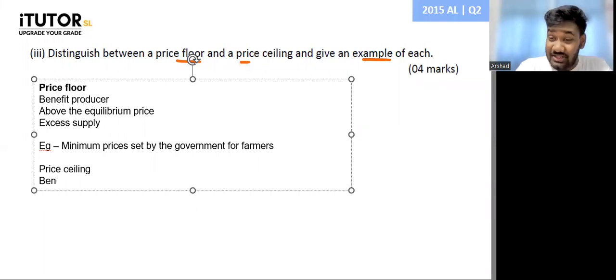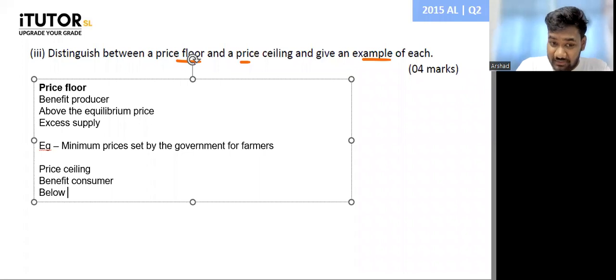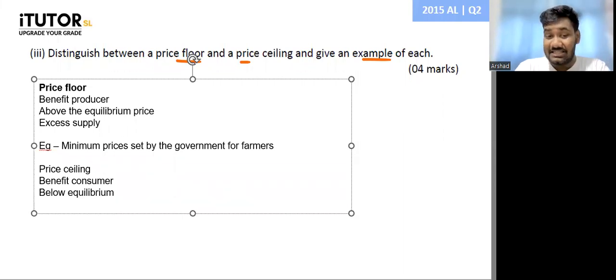Now remember, you're distinguishing, no? So when you're distinguishing, you need to write the same point. Then you're showing the difference, no, guys. So in your first paragraph, you say this benefits the producer, set above equilibrium. Then in your second paragraph, you can't write other nonsense. You write the opposite of this. So you need to say this benefits the consumer, set below equilibrium, right? When the government feels that the equilibrium price is too high, they set it below equilibrium. And what happens? Is there excess demand or excess supply here? There is an excess demand in the market.